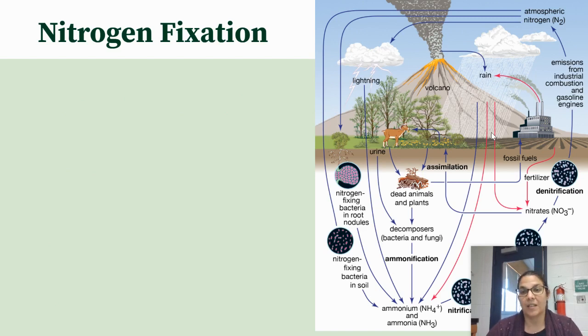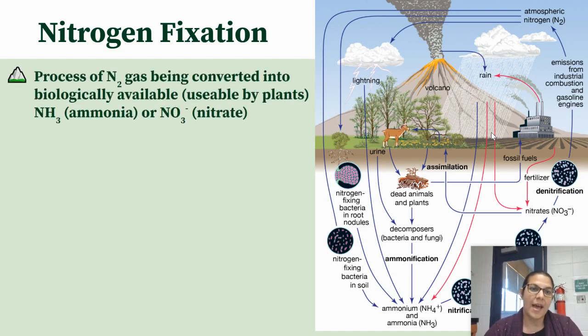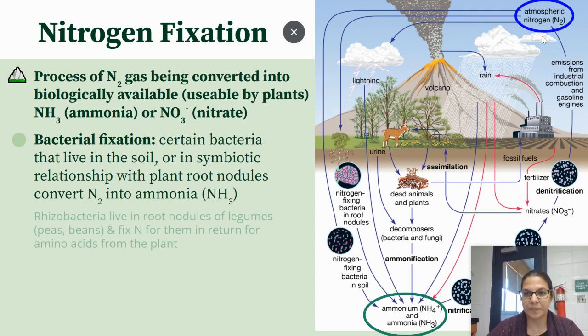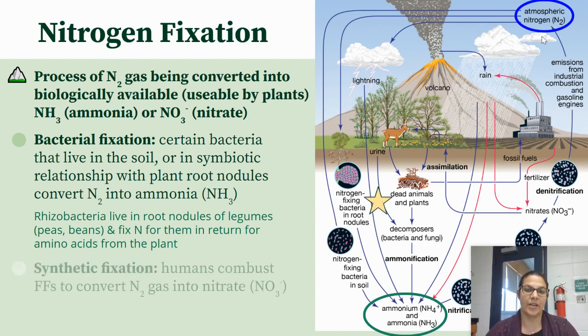And that's fixing it. So nitrogen fixation happens, and that's the process of it being converted into a usable form, a biologically available form, either NH3 ammonia or NO3 minus, which is your nitrate. So certain bacteria do nitrogen fixation. They're in a symbiotic relationship, a mutualistic symbiotic relationship in root nodules, and that converts N2 into ammonia. All right, so if you see up here, the little blue circles, you have atmospheric nitrogen, which then is converted into ammonium and ammonia through the process of nitrogen fixing bacteria in these root nodules.